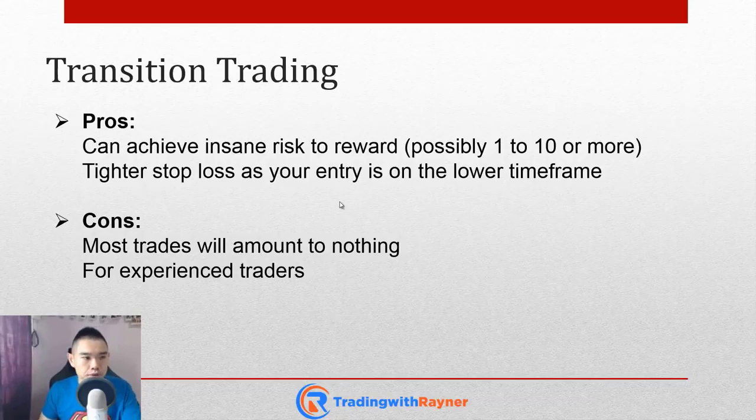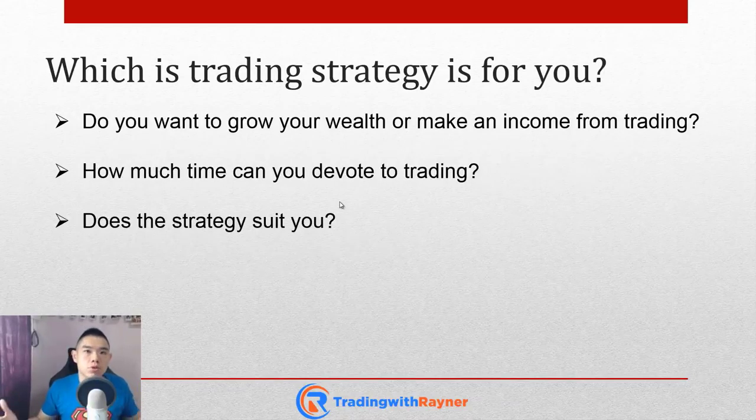Okay. So which trading strategy should you go with? The first question to ask yourself is, do you want to grow your wealth or make an income from trading? There's a difference. Growing your wealth from the markets means making 10%, 15% a year, making X% a year. But making an income from trading could mean you're looking to make 3 to 4% a month, or maybe 5 to 6% every quarter. So you're looking for some consistency.